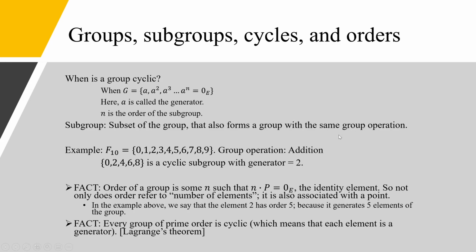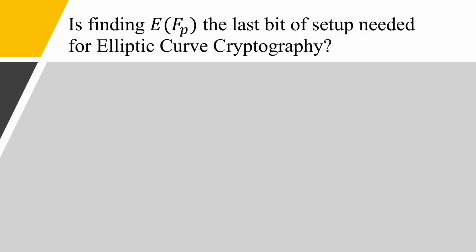what a subgroup is, the fact that every element of a group, when treated as a generator, will generate a cyclic subgroup, and the fact that every group of prime order is cyclic, which means that each element of a group of prime order is a generator for that entire group of prime order. Okay, so now let's see how that fits into elliptic curve cryptography.